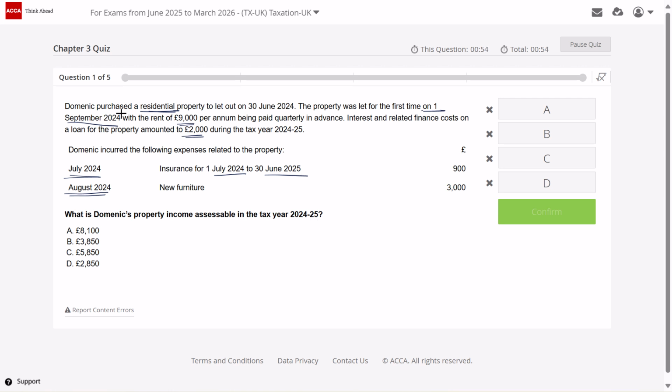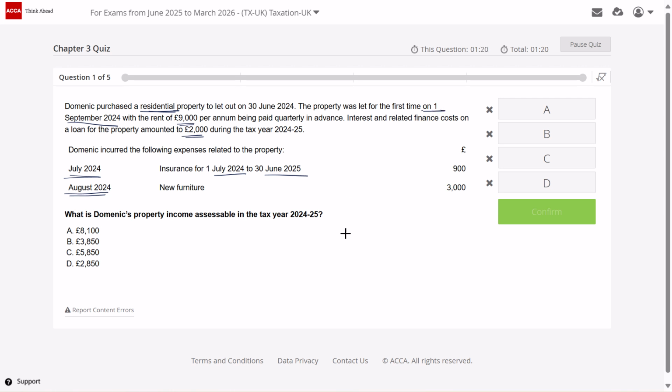Okay. So Dominic purchased a residential property on 30th June, but it was let from 1st September. And the rent is 9,000 per annum, but it is being paid quarterly in advance. So if nothing is provided in the question, you will always use cash basis. If I talk in terms of cash basis, the rent is being received on a quarterly basis in advance.